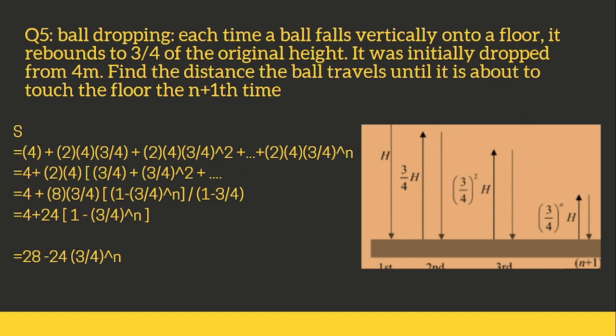So in terms of the sum, you're going to have 4 plus 2 times 4 times 3/4 plus 2 times 4 times (3/4) squared, and repeat on, where your 3/4 is multiplied again and again. So in this case, you have 4 plus 2 times 4 times a sequence of 3/4. Simplifying that, you get 4 plus a times (1 minus r^n), where a is 3/4 times 8 and r is 3/4, divided by 1 minus r. Simplify, you get 28 minus 24 times (3/4) to the power n.